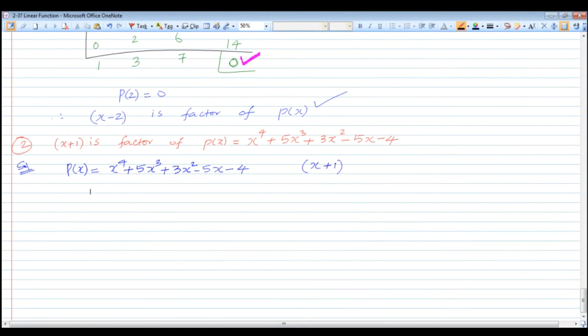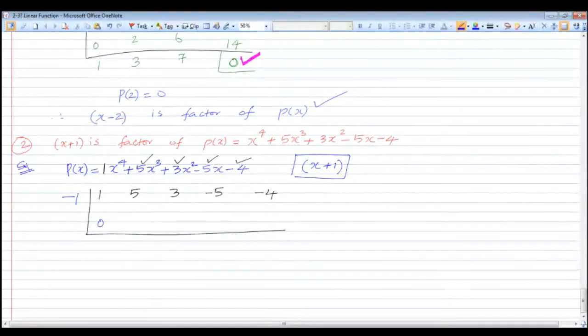Now I start with synthetic division. What are the coefficients? 1, 5, 3, minus 5, and minus 4. Now what is the factor here? x plus 1, so the divisor is minus 1. Change the sign, right? If the c value is given, no need to change, directly take the same value.